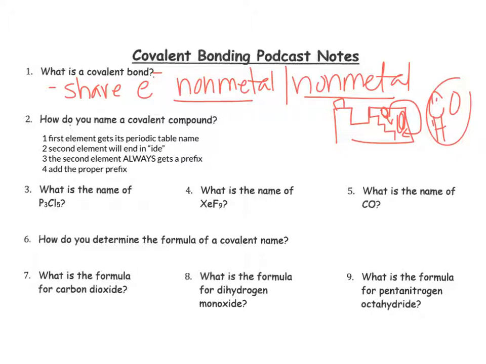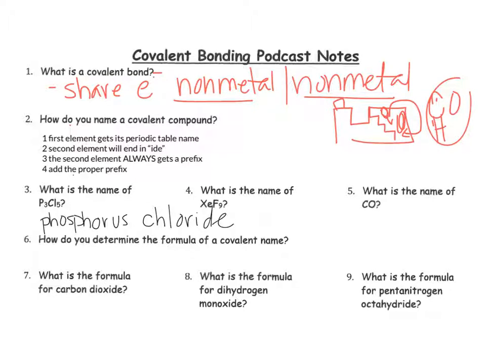Okay, so how do we name a covalent bond? We have a couple of different rules here. They should look real familiar. The first one is the first element always gets its name directly off the periodic table, and the second element is going to end in IDE. So those are the same as the ionic rules, right? Then the third part here is that the second element always gets a prefix, no matter what that is. The first one doesn't have to have a prefix, but the second one must always have a prefix. And then, of course, once you do the first part 1 and 2, then you can add the proper prefix to the next one.